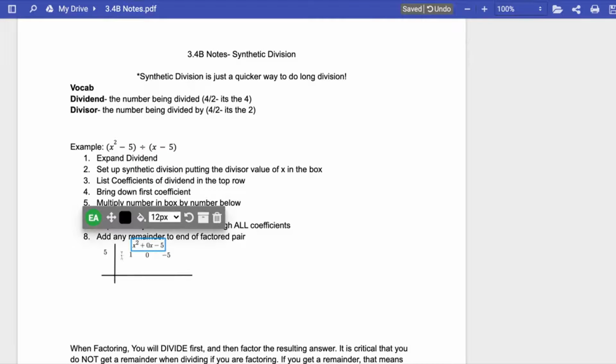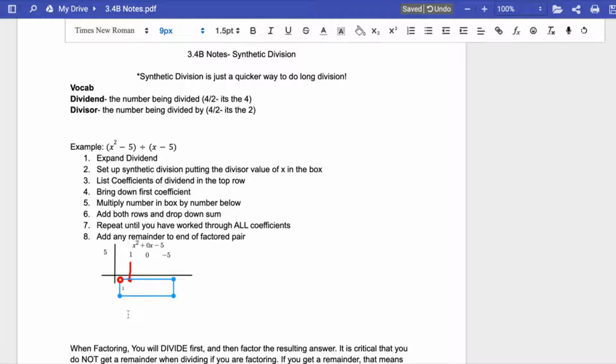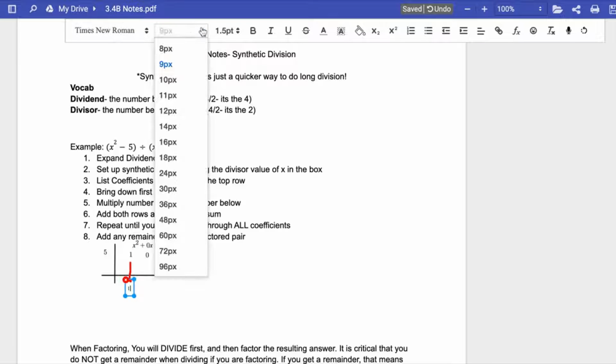I'm going to bring down the first coefficient to below. So I'm going to drop this first coefficient, the 1, down here, and put 1 here. And we'll make this bigger.